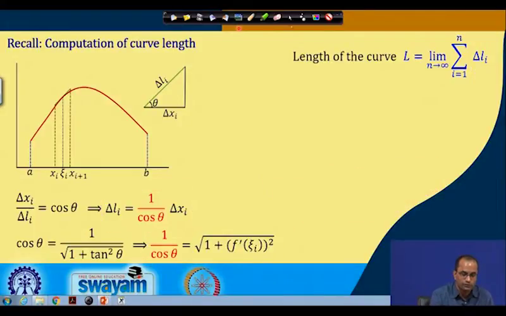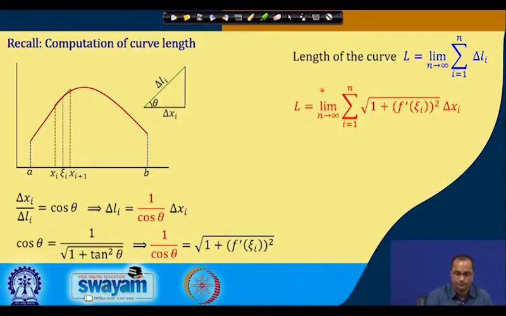So, doing this, now we get L is equal to the limit of the sum from i equals 1 to n, where delta L i is replaced in terms of delta x and the given function f. So, square root of 1 plus f prime xi i whole square delta x i, and now we will write this in terms of the integral as per the definition we have already learned.